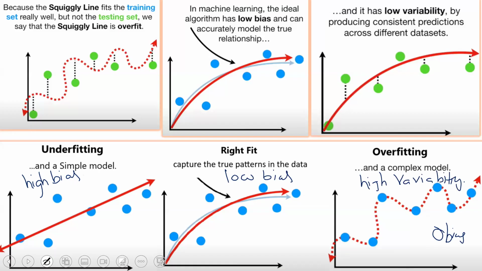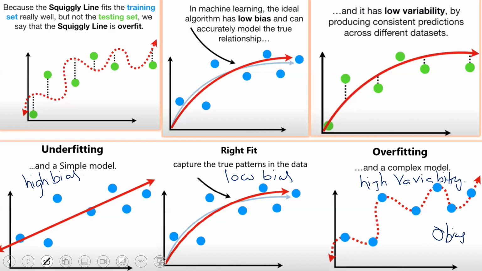What is variability? Variability means how much the output deviated from the testing data to the training data, or training data to the test data. So the output of the test data deviated completely here in this particular squiggle line. Whereas if you consider this particular diagram, this has variability very much lesser than the overfitting.